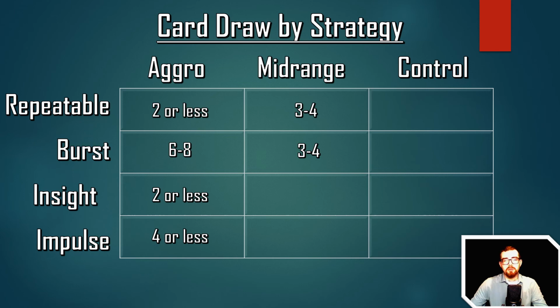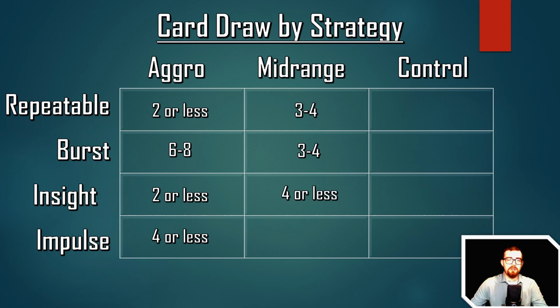You want to be able to have the answers when you need them. You usually run more board wipes in a mid-range deck, so you're going to be able to take care of the aggro deck, and then you're going to have small evasive threats to get rid of the control player as well.